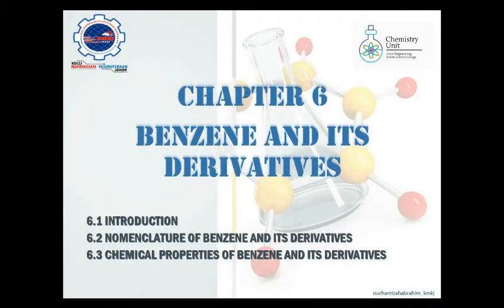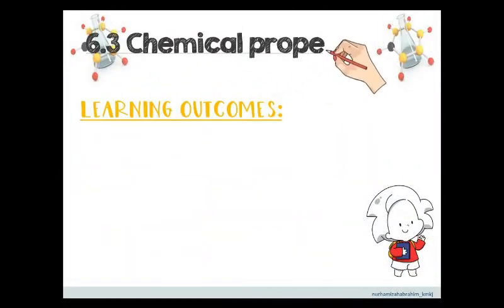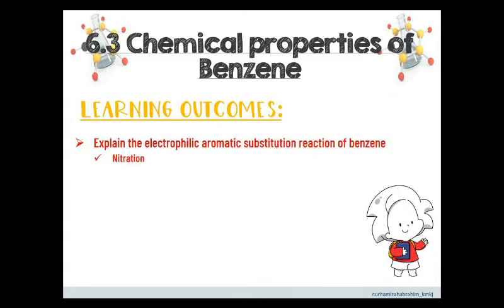This is the last part of Chapter 6, Benzene and its derivatives. 6.3 Chemical properties of benzene and its derivatives. The learning outcome for 6.3 is to explain the electrophilic aromatic substitution reaction of benzene, such as nitration, halogenation, Friedel-Crafts alkylation, and Friedel-Crafts acylation.